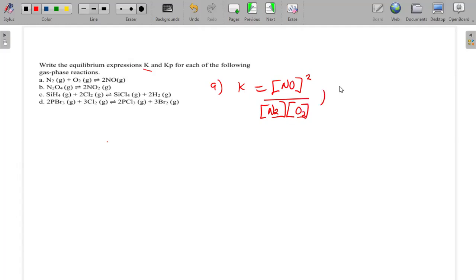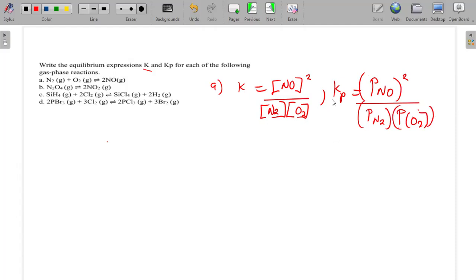For the Kp, we're getting the pressures. So we get the pressure for NO, and we also power it to 2 because the coefficient is 2, divided by the pressure for N2. We're not going to power it to anything because the coefficient is 1. Also the pressure for O2, we're not going to power it because the coefficient is also 1. So this is the Kp expression, and that was the K expression for the first reaction.